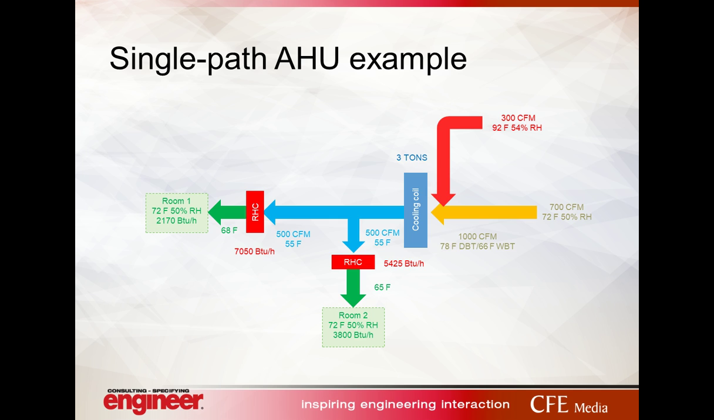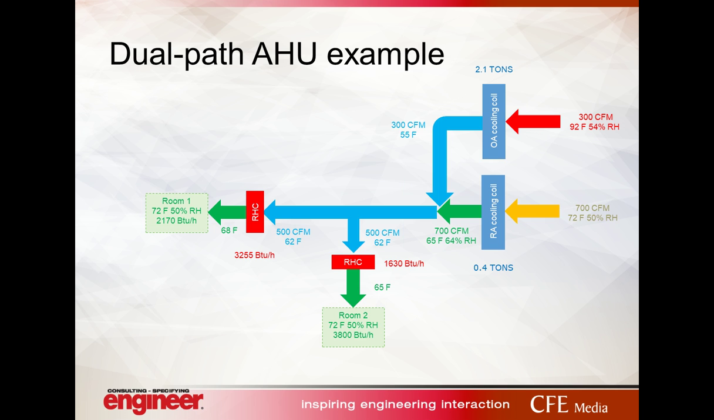So each of our zones, you'll notice, in order to maintain their 72-degree set point with 50% RH, each of them are having to reheat some portion of the air. You'll notice that in order to maintain room 1, we actually are supplying 68-degree air, and so we're having to reheat that from 55 to 68, and room 2 from 55 to 65. And this is just a small, simplified example of what's going on with this system.